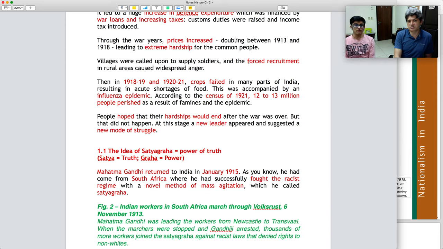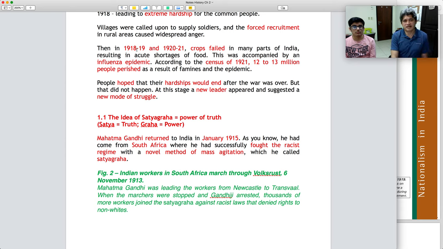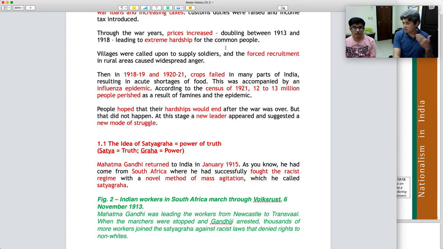So forced recruitments happened in the villages. They picked people and forced them to fight with them in World War One, which caused widespread anger. Then in 1918, 1920 and 1921, more misery came. Crops failed. As it is, the taxes had increased. Forced recruitment, double prices, and there was an influenza epidemic also. In the influenza epidemic, 12 to 13 million people died. That is quite the number. So all these things were happening: forced recruitment, increased taxes, crop failure, and influenza.